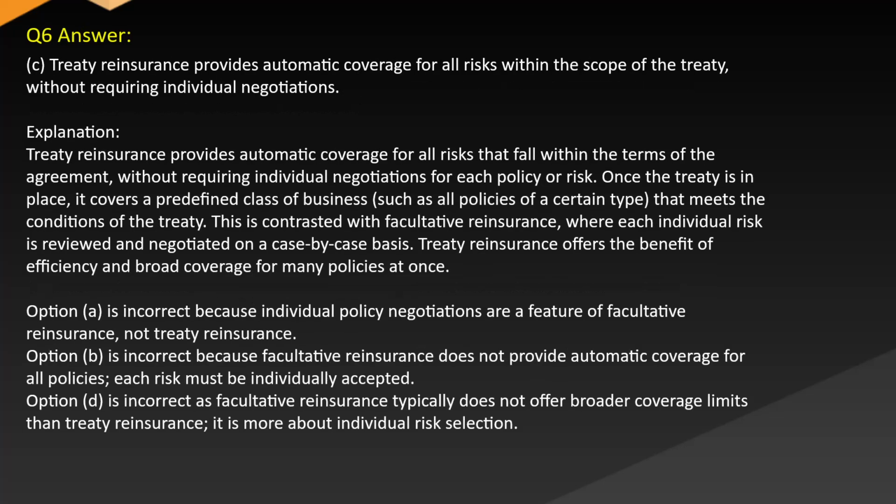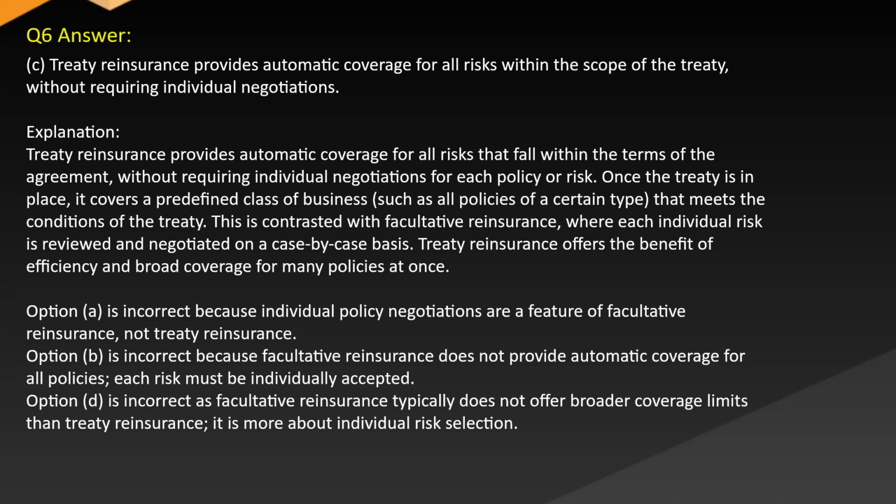Answer: C. Treaty reinsurance provides automatic coverage for all risks within the scope of the treaty without requiring individual negotiations. Explanation: Treaty reinsurance provides automatic coverage for all risks that fall within the terms of the agreement without requiring individual negotiations for each policy or risk.